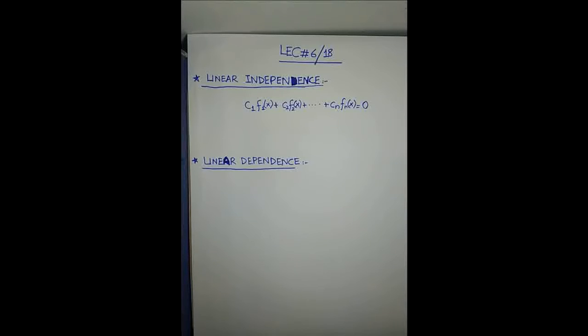We will study what a linear combination is, what linearly independent functions are, and what linearly dependent functions are. So first of all, a linear combination is basically a combination of scalars and the vectors, or functions, as they are called here, and that combination equals 0.